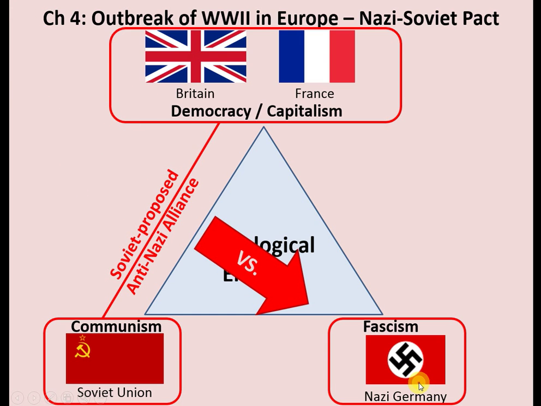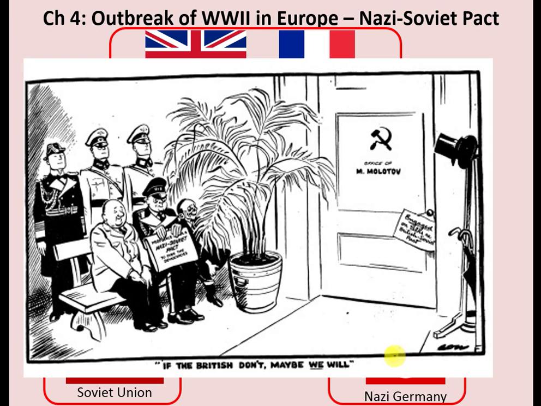Now, basically, the communists, of course, hated Britain and France, but in this case, they actually were more wary of Hitler and Nazi Germany. So the Soviets proposed an anti-Nazi alliance between the communists and the British and French to deal with Hitler. All right. Now you can see this cartoon here. This gives you a bit of a depiction of that. Let me try to explain this for you.